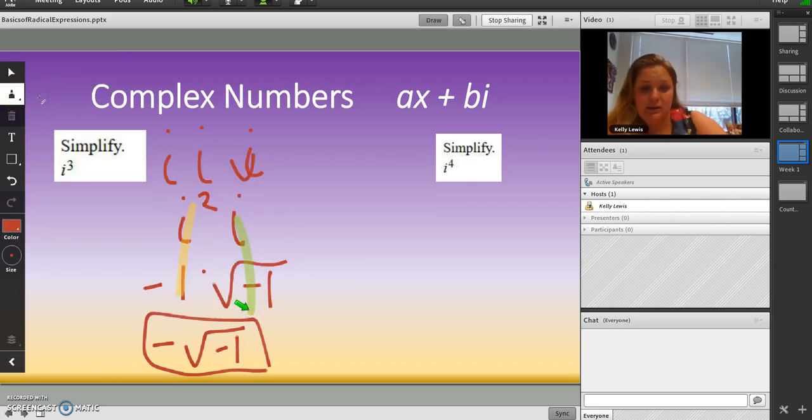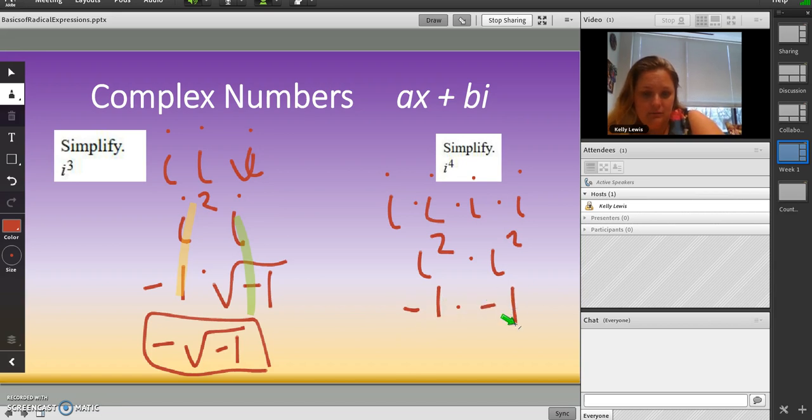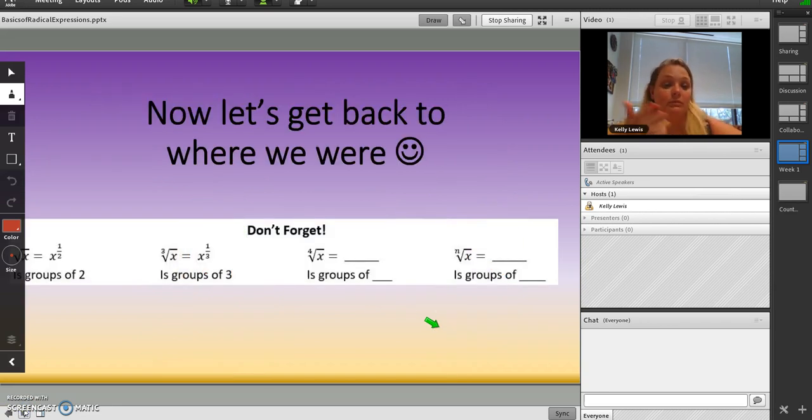All right, let's do i to the fourth. i to the fourth is i times i times i times i, or i squared times i squared. i squared is the same as -1, so -1 times -1. -1 times -1 is +1, and so that's it. Let's do some more. Oh, so we're done with complex numbers.